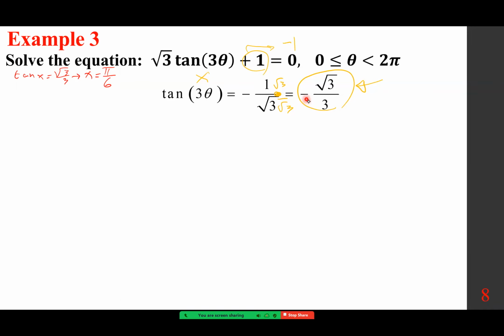This is a side note, everybody. When it's negative, you know tangent is negative in the second quadrant and the fourth quadrant. So tan x is negative in quadrant 2 and quadrant 4. Therefore, to get to quadrant 2, you put pi minus pi over 6.